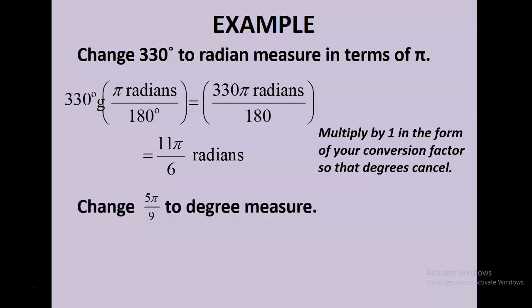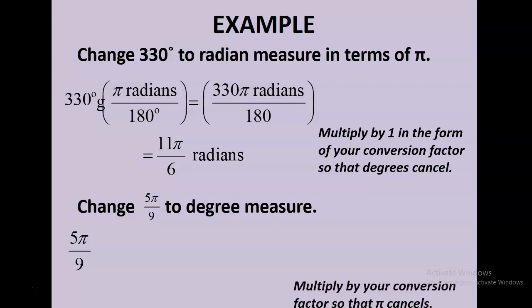Say we wanted to take a measurement in radians, such as 5 pi over 9, and convert it to degree measure. So we would basically do the same thing, except we're trying to cancel out the pi, and we're going to end up with degrees. So we want to put the degrees on top of the conversion factor now, so that the degrees don't cancel out, they're left behind, and the pi will cancel out with the radian measure. So we'll take this and basically flip it over so the pi's cancel out, and we'll take 180 degrees over pi radians.